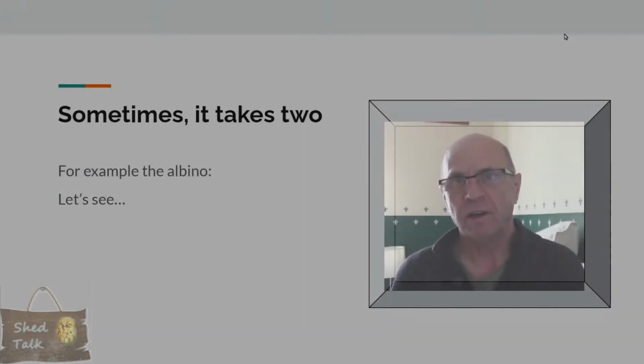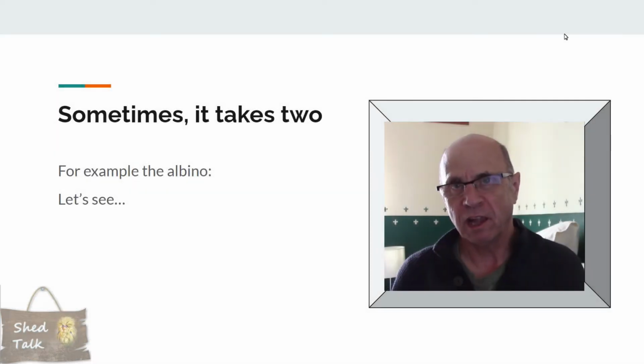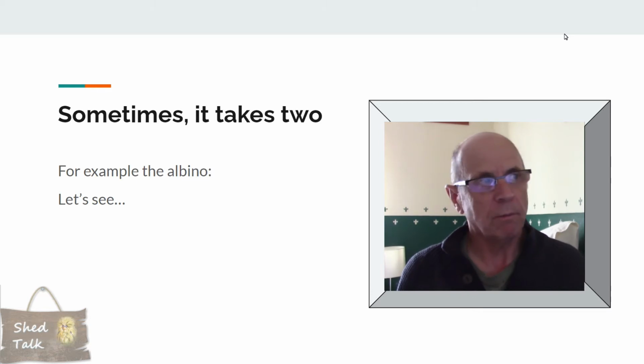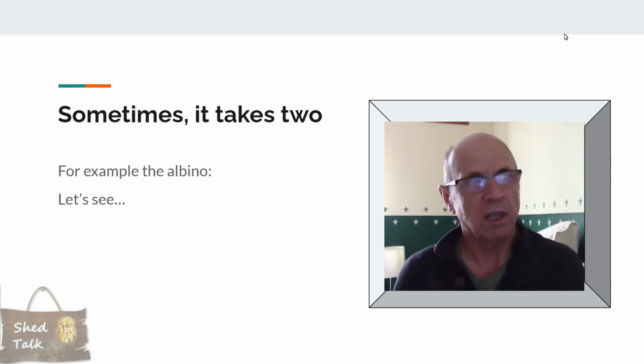Okay, now we've looked at the sex-linked varieties. What I want to do now is talk a little bit about how some of those varieties can be made up. So for example, I've put on here, sometimes it takes two.